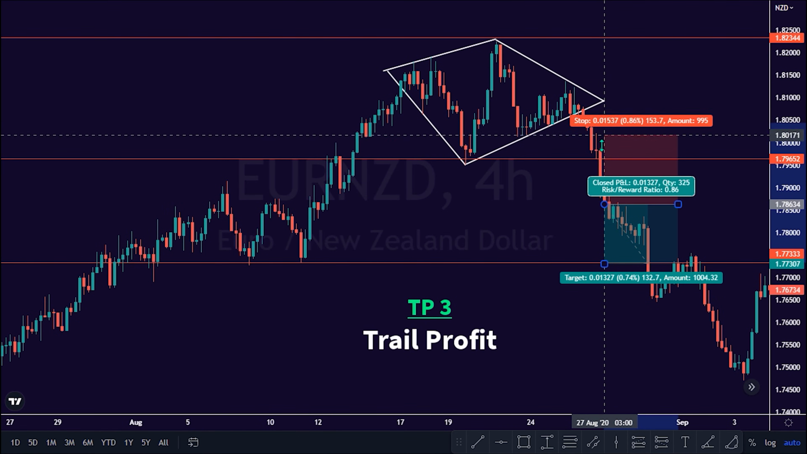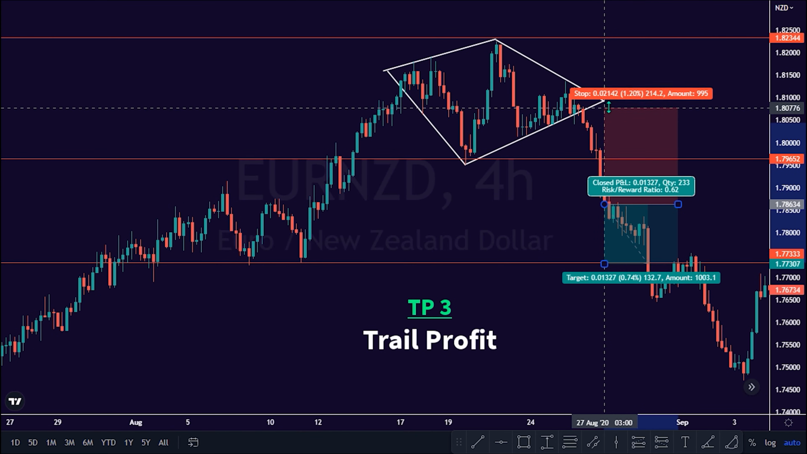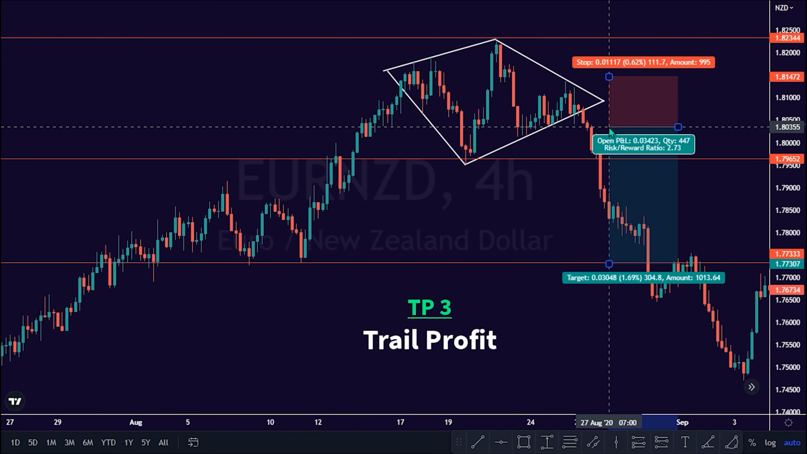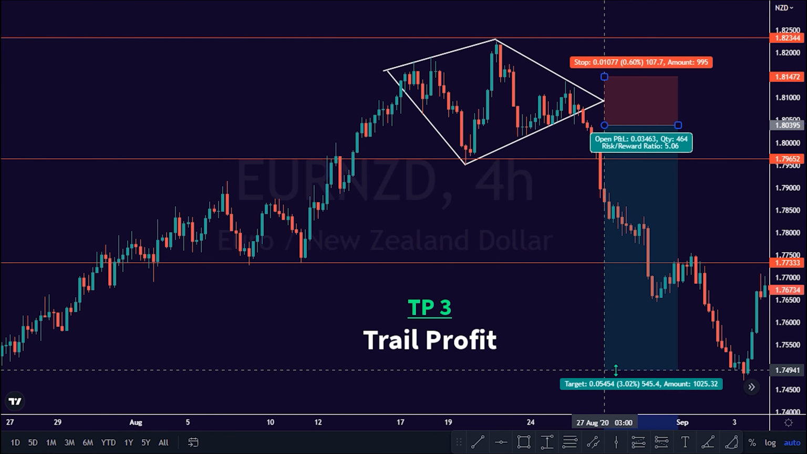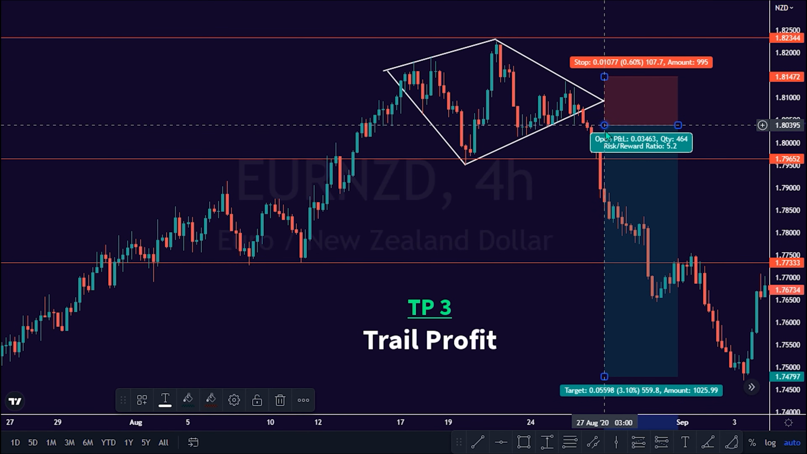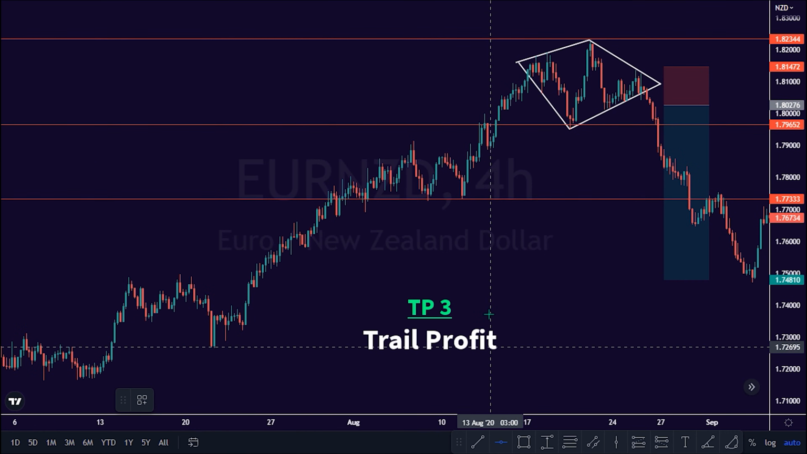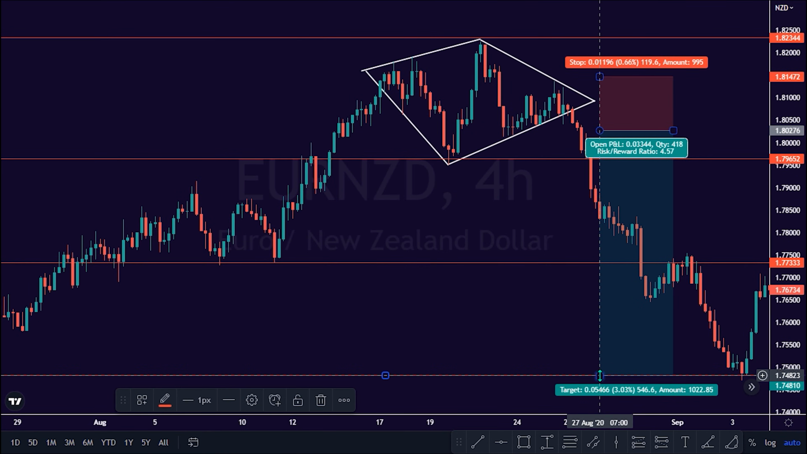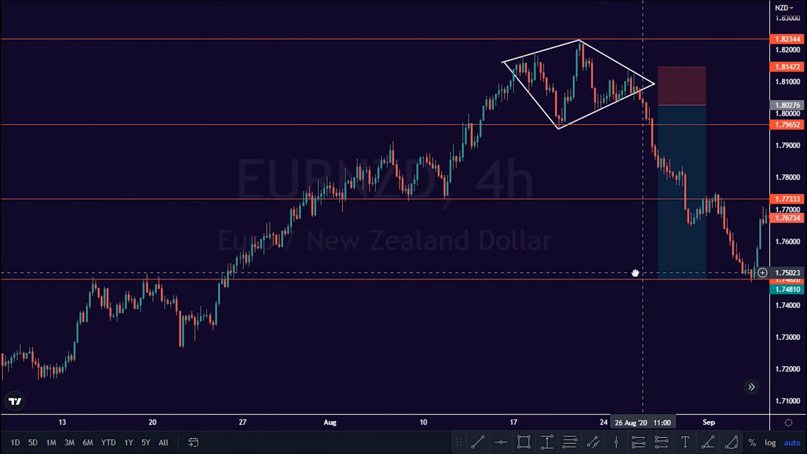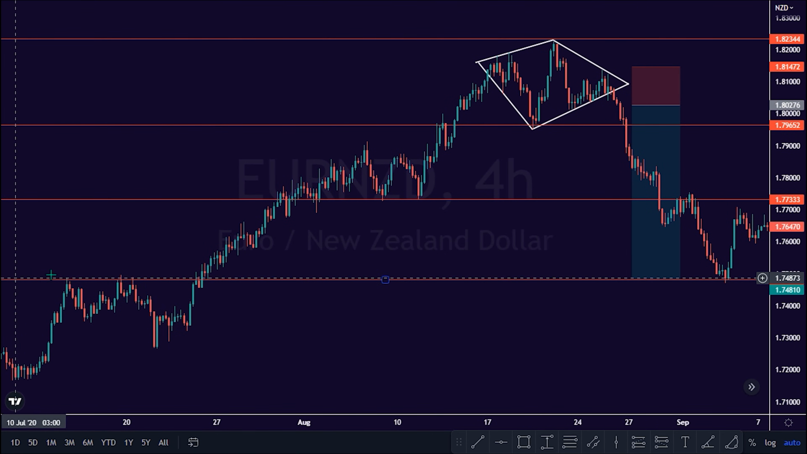3. Traders can decide to trail their profit as the trend moves down. If you were to trail your profit down based on the instant selling entry, you could have trailed between 4 or 4.5 risk to reward ratios to the previous resistance structure here at $1.74.